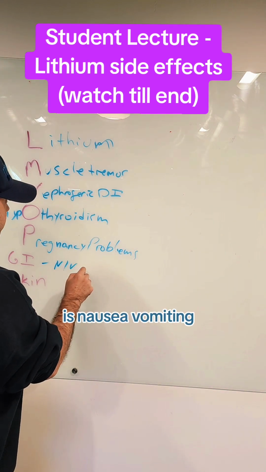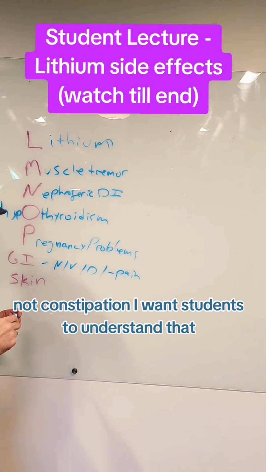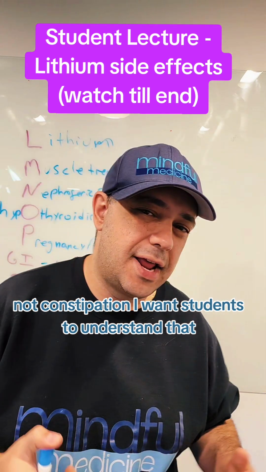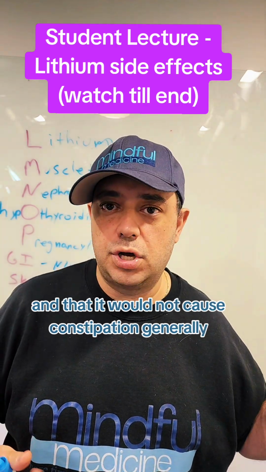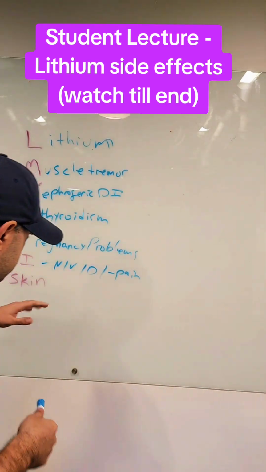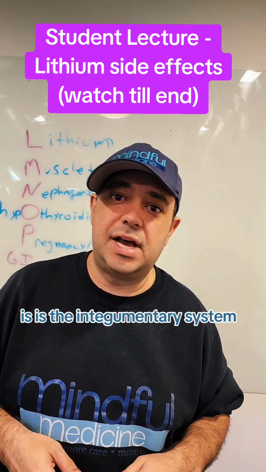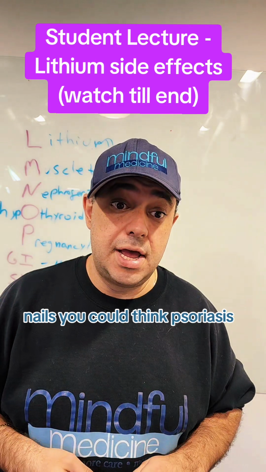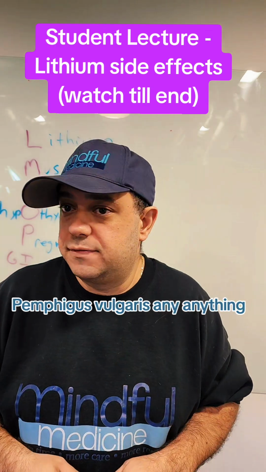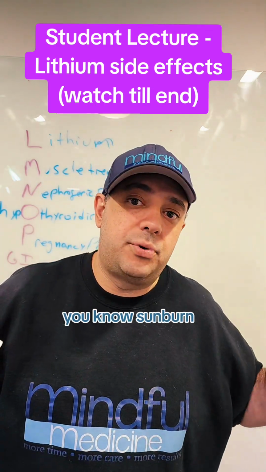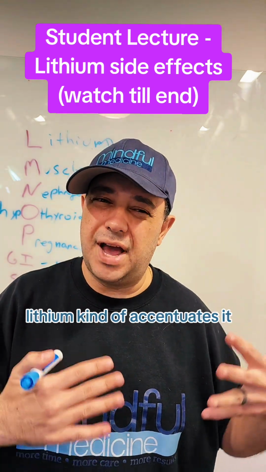GI is nausea, vomiting, diarrhea, abdominal pain. Not constipation. I want students to understand that there is an osmotic property to lithium, and that it would not cause constipation generally. Skin. It'll worsen any skin condition. You know, skin is the integumentary system, so skin, hair, nails. You could think psoriasis, acne, seborrheic keratosis, pemphigus vulgaris, sunburn, photosensitivity, anything skin related, lithium kind of accentuates and makes it worse.